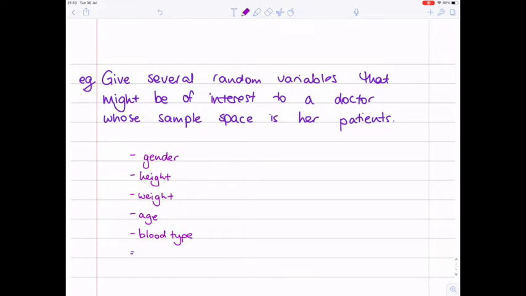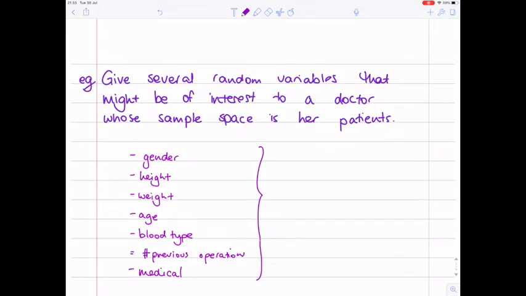Sometimes you need to fill in something like the number of previous operations. And maybe you need to fill in a medical aid situation. So all of these are things where when the doctor gets an outcome from her sample space, and here an outcome is a patient, there are lots of different things that can be measured about that patient: gender, height, weight, and so on. And we're going to think about how some of these are different types of outcomes.